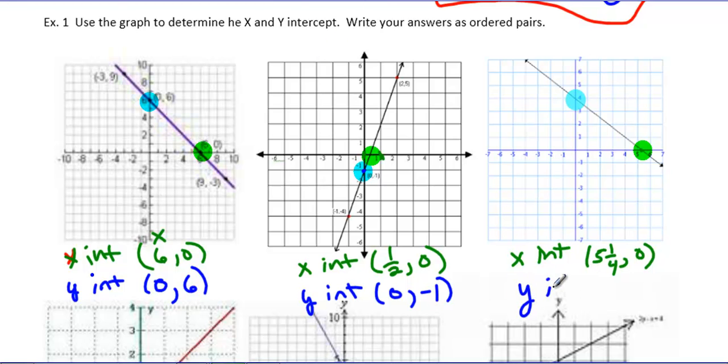And then my y-intercept is a point that has an x value of 0. The y value in this one is pretty clear. It's at 4.